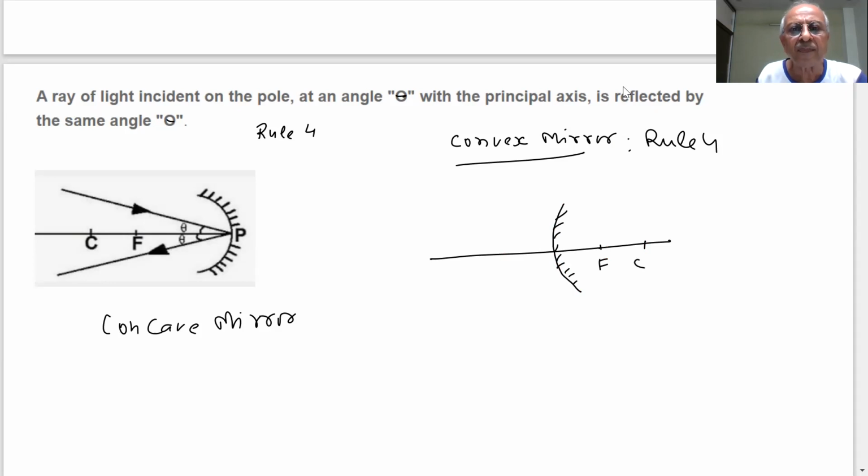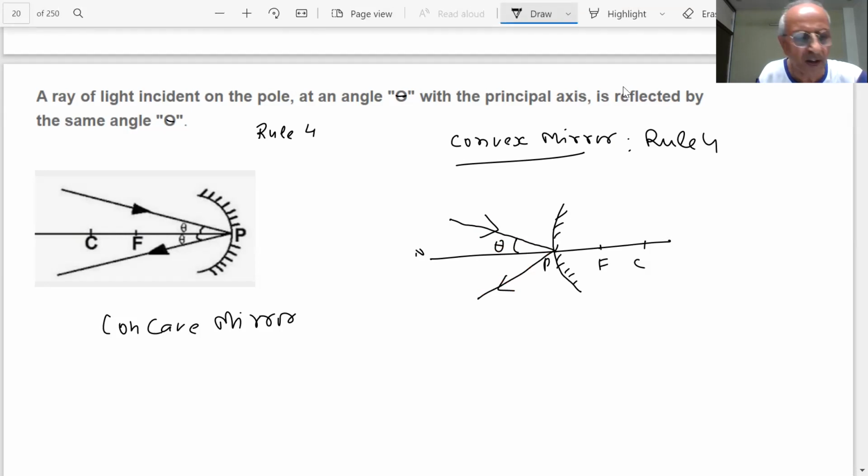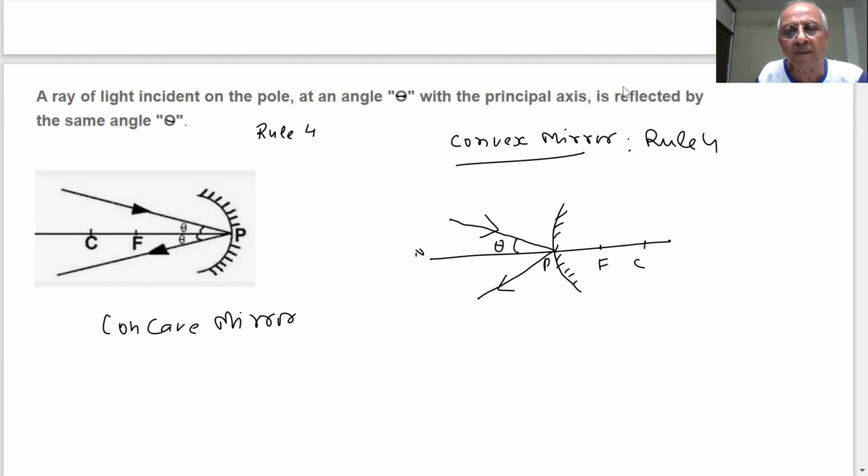Now what will happen, student? In this case, if the ray of light is incident on the pole, this is my pole. The ray of light is incident on the pole. What will happen? It is reflected back. If this makes an angle theta, it will be reflected back. What will be this angle? Tell me, student. This is the normal in this case. So what will be the angle? This one, student, will also be theta. Same angle. The incident angle and the reflected angle are equal, student. Angle i is equal to angle r at the pole. So this is the 4th one.